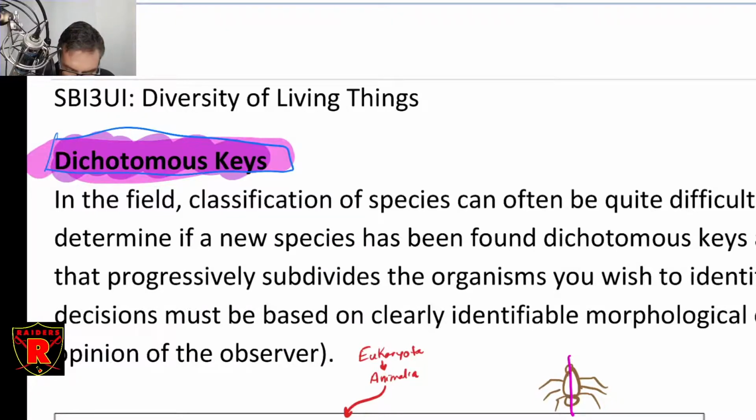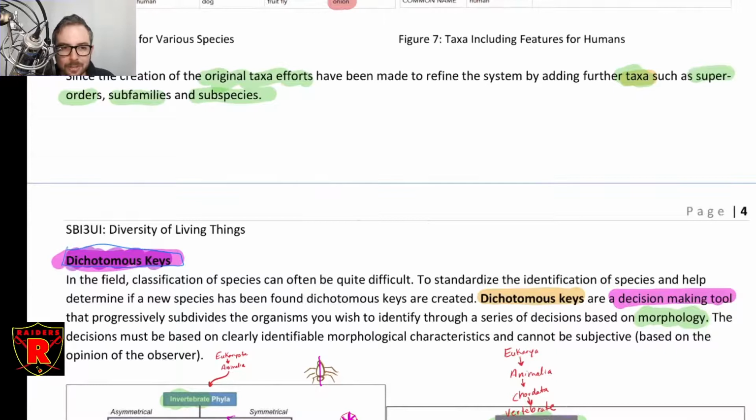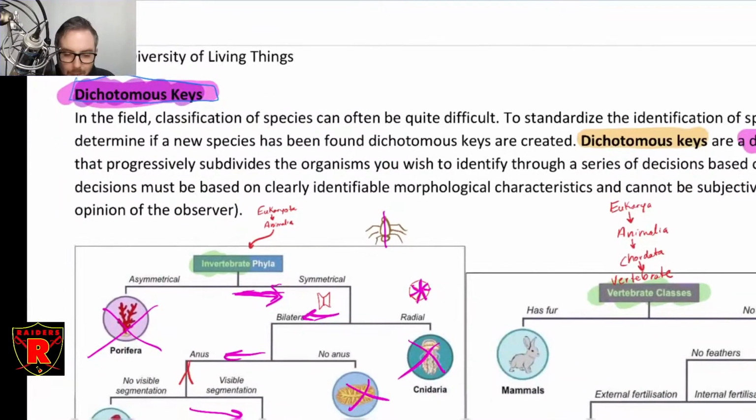Okay, and it's a tool that you can take out into the field, and you ask these questions, and based on your answers, you can identify whatever species. So just so you know, you can buy a dichotomous key for North American birds. Okay, you can just buy that. Look it up on Amazon or wherever you buy books.